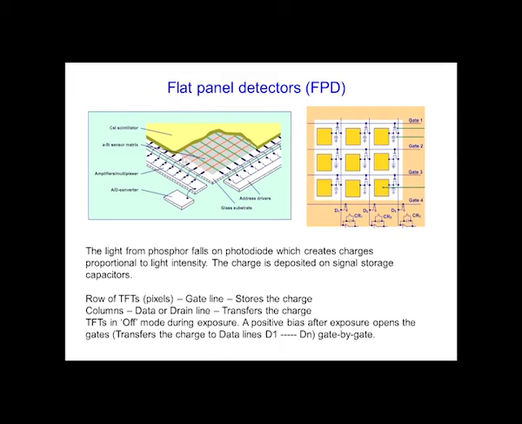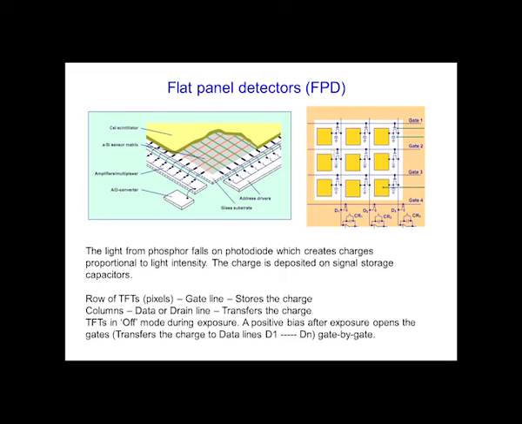And on this you have inbuilt capacitors also, which will first store the charge. So, the light from the phosphor first falls on the photodiode, which creates charges proportional to the light intensity, and the charge will now be deposited on the signal storage capacitors which are connected to these TFT arrays. This is how the TFTs are constructed in terms of these small rectangular grids or arrays. So, you have these rows and you have these columns.